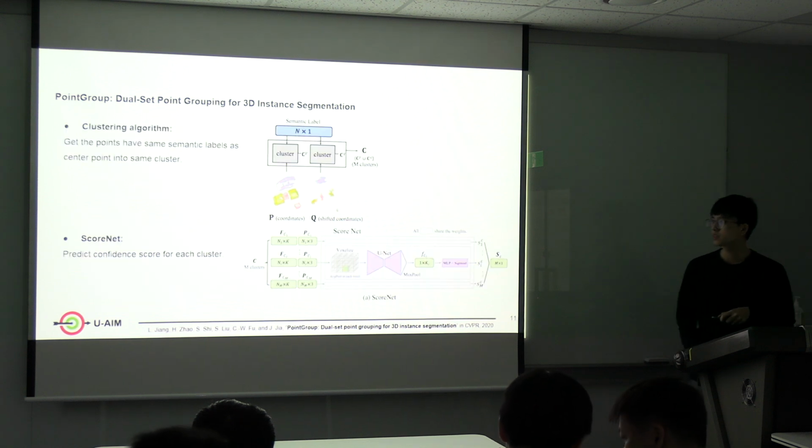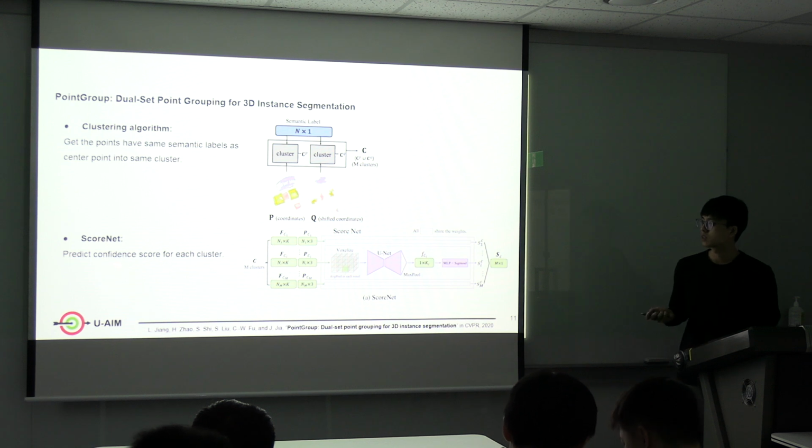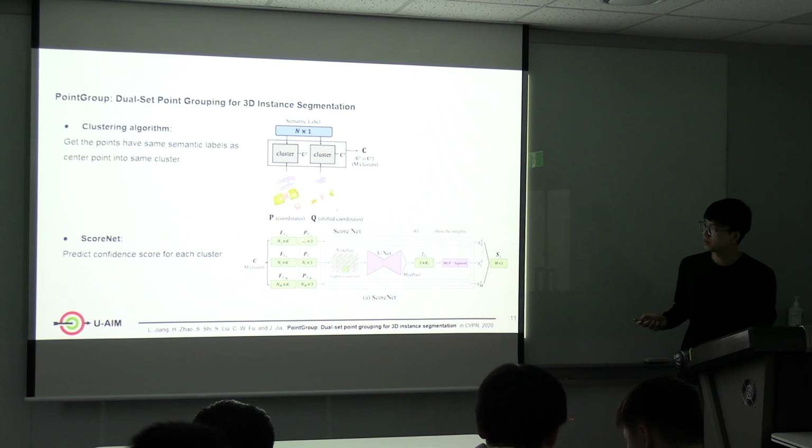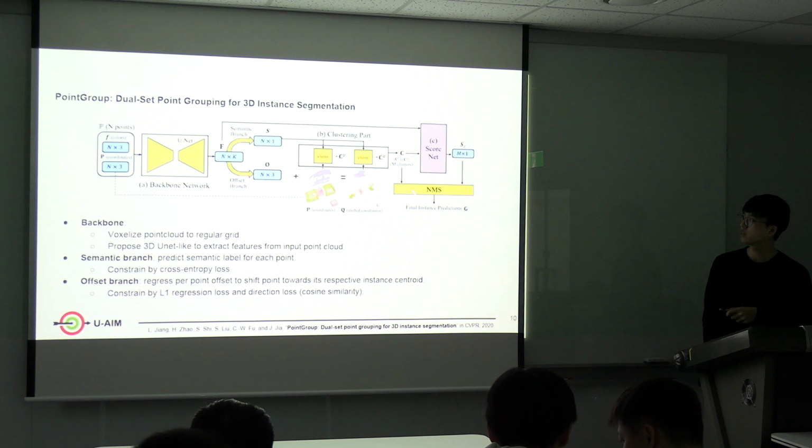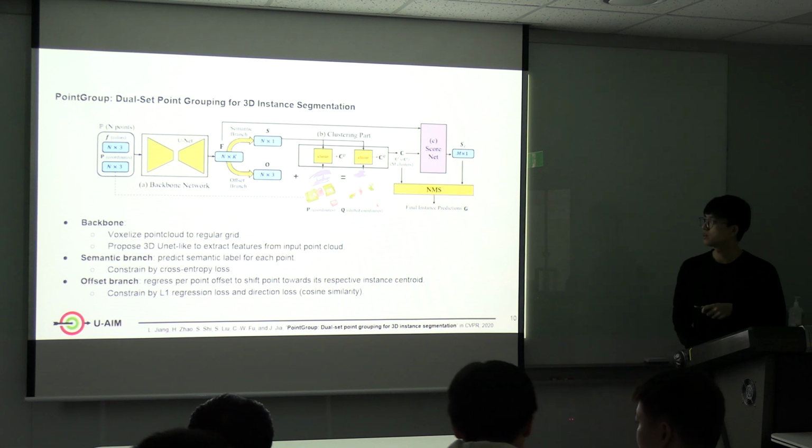Like in this one, after you get the clusters, you put them into the ScoreNet. The ScoreNet will predict the confidence score for each cluster. For each point inside the cluster, they will voxelize it, put it into the tiny UNet and get the confidence score. This confidence score will be utilized by non-maximum suppression to get the final instance prediction.